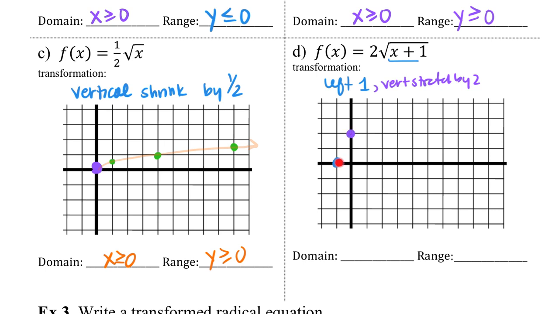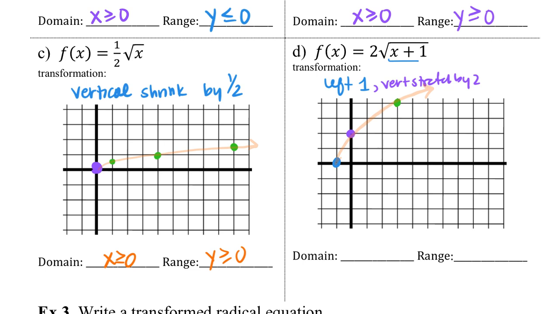Okay, the square root of 4 is 2. 1, 2, 3, 4 is up 2, but I want to stretch it by 2, so instead of going up 2, I go up 2, 2, I go up 4. I'm not going to bother with 9 because there's no way it's going to fit on the graph because I'm basically already at the top. So this is my tall square root function, and I got moved left 1.